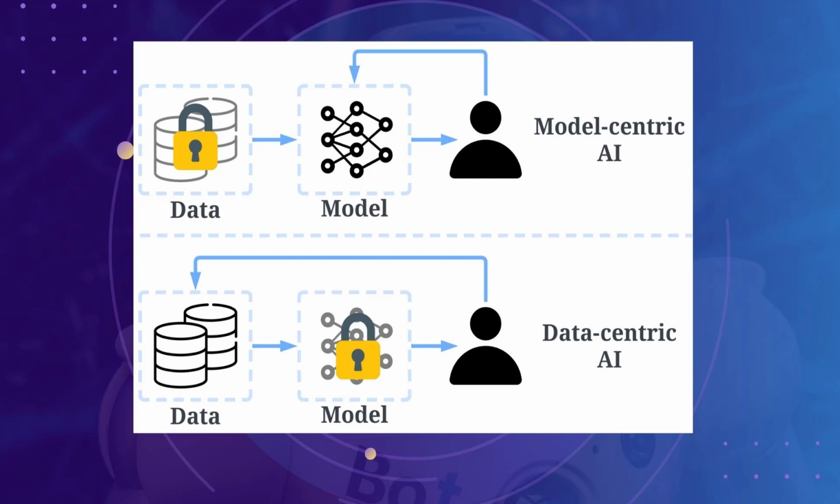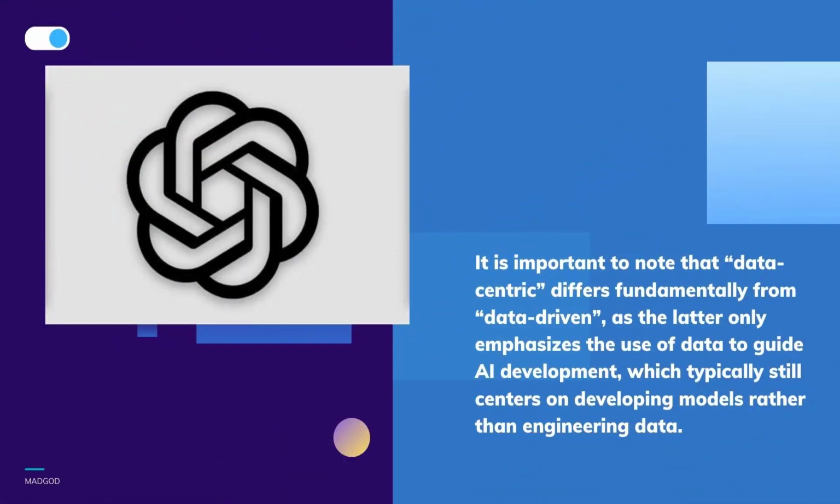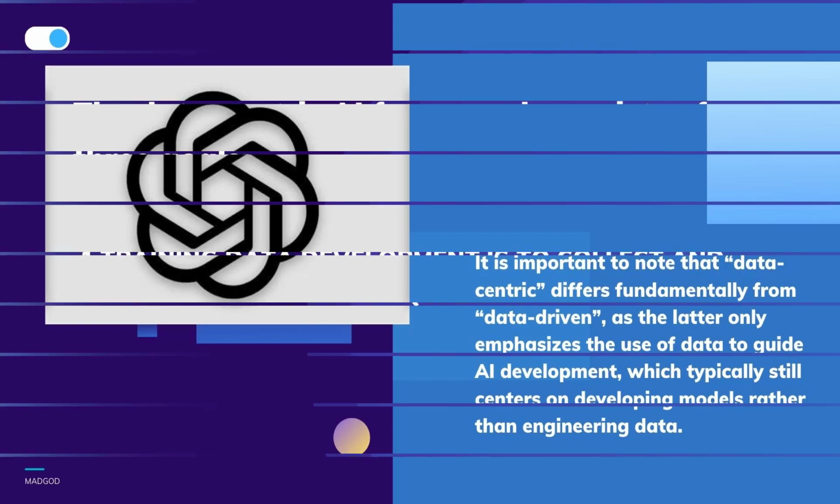Developing AI systems with a data-centric approach holds more potential in real-world scenarios, as the data used for training ultimately determines the maximum capability of a model. It is important to note that data-centric differs fundamentally from data-driven, as the latter only emphasizes the use of data to guide AI development, which typically still centers on developing models rather than engineering data.